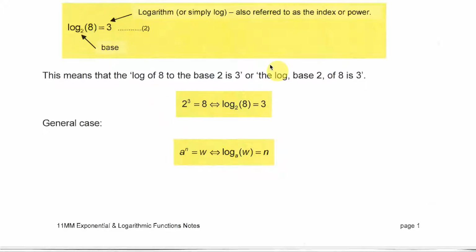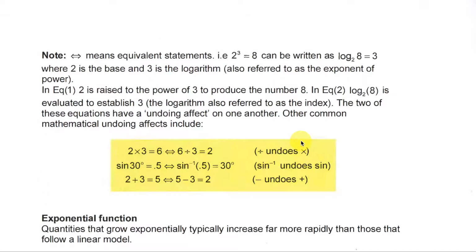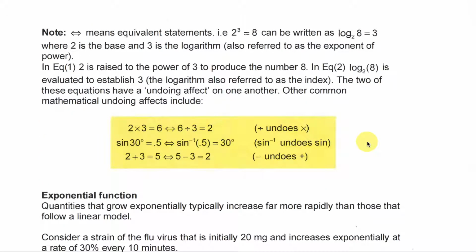Now, I like to show that connection between indices and logs using that example with 2 to the 3 equaling 8, log base 2 of 8 equaling 3, actual numbers, but you could show that also with just these letters here. I find this version much easier to remember. As I've said before, they undo each other, the exponential and the logs. And they're very similar to multiplication and division.